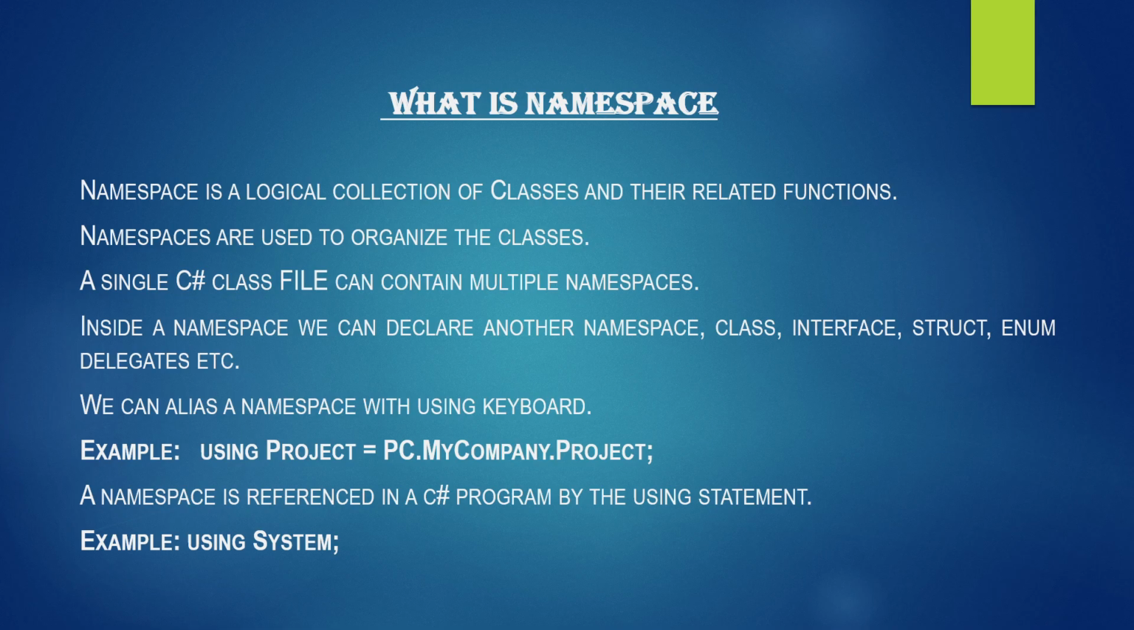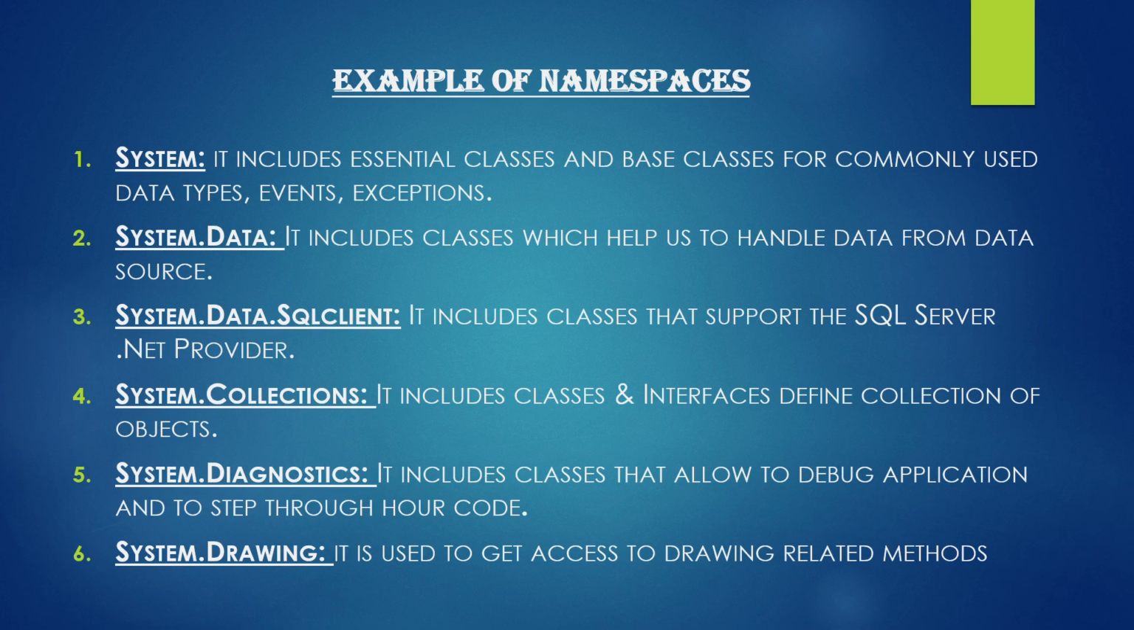A namespace is referenced in a C# program by the using statement. If we want to add the reference of a namespace in another namespace, in another class file, then we can use the using keyword. So here you can see that using System. By using System, we can use the System namespace in our other class file. So here I have used some examples of namespaces.